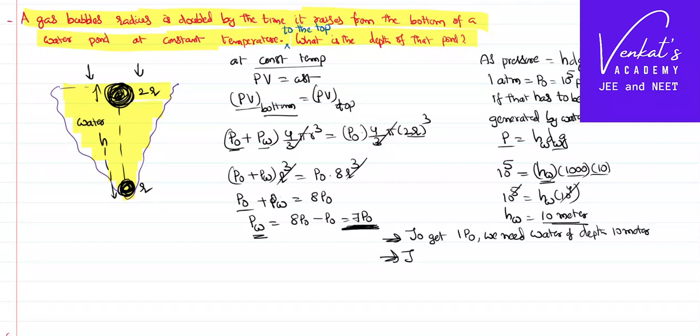That implies to get 7 times P naught, we need a water depth of 70 meter. So for a bubble to rise from the bottom to the top so that its radius becomes double, the depth of that lake shall be 70 meters. Be careful, this is all valid when the temperature is constant. That's how we can solve the problem. That's it. Thank you for watching.